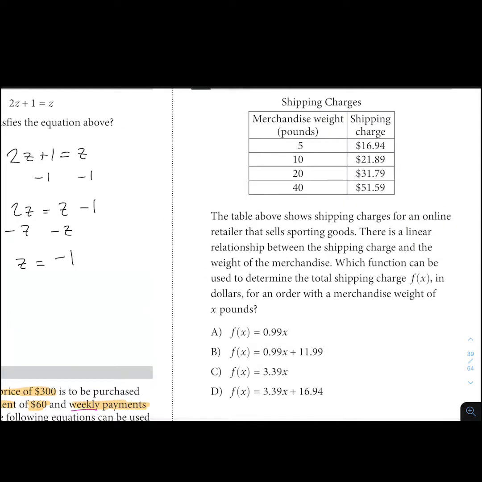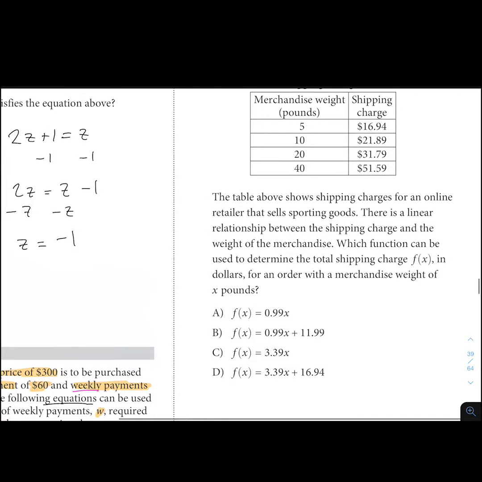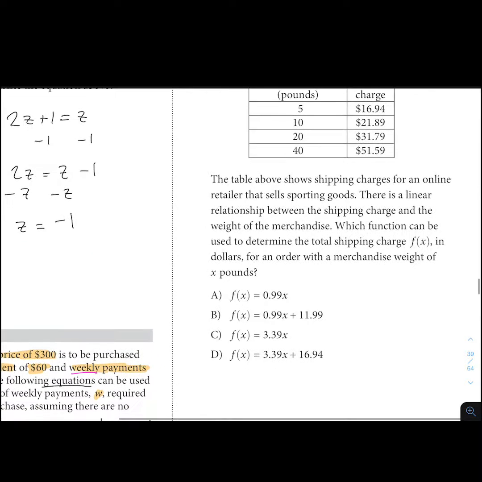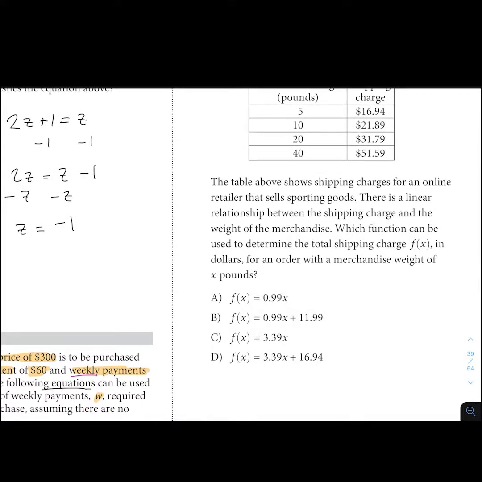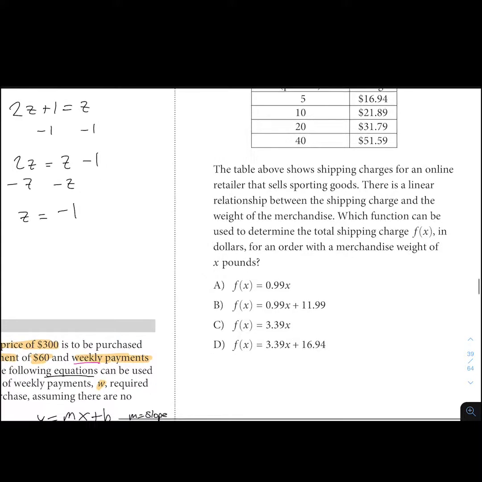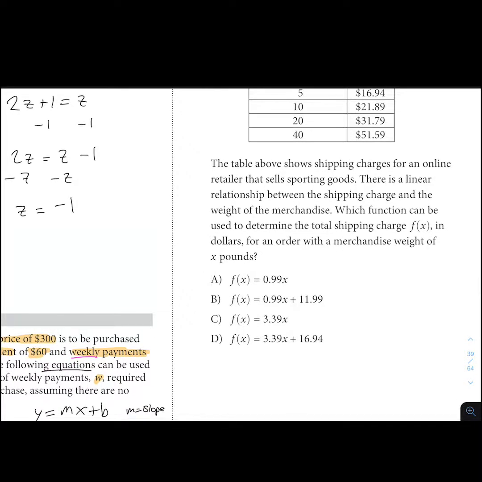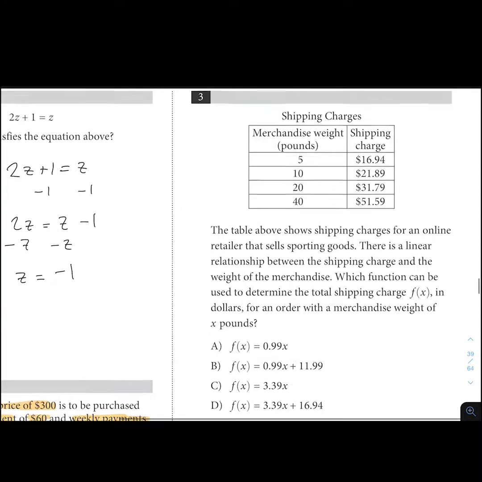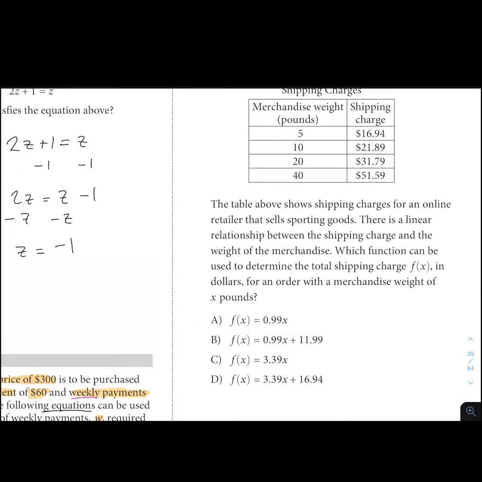We've got a table of shipping charges. Merchandise weight is in pounds. Shipping charge is on the right. The table above shows shipping charges for an online retailer that sells sporting goods. There's a linear relationship between the shipping charge and the weight of the merchandise. Which function can be used to determine the total shipping charge f of x in dollars for an order with merchandise weight of x pounds? The biggest thing I saw right off the bat was, hey, linear relationship.